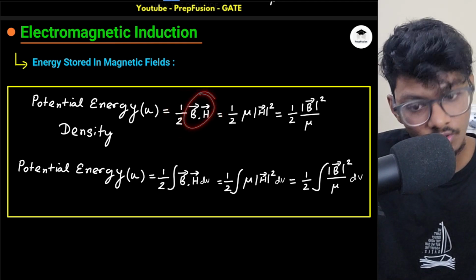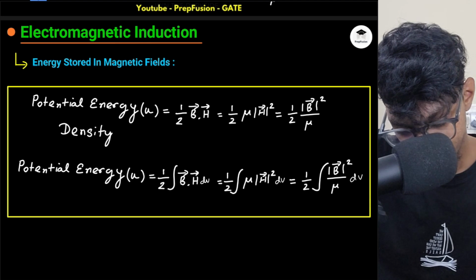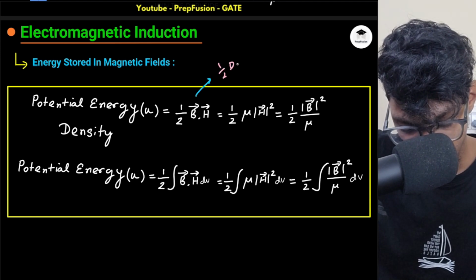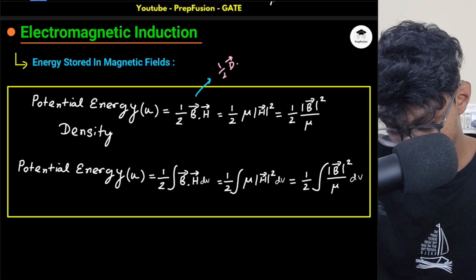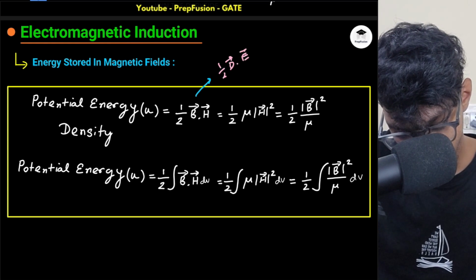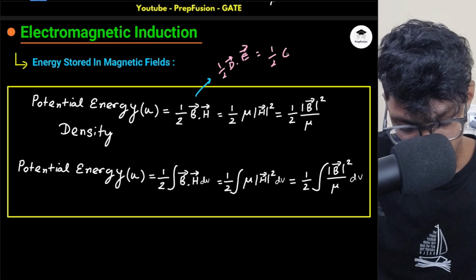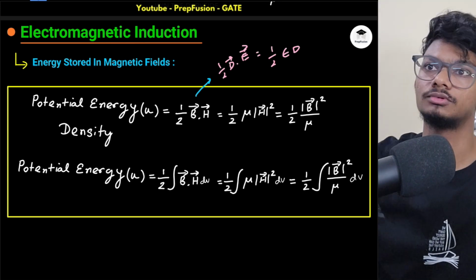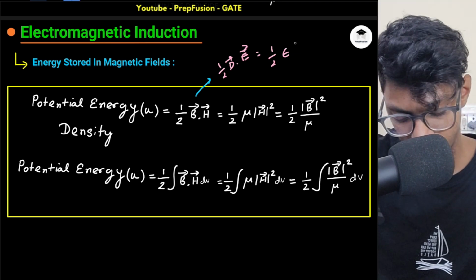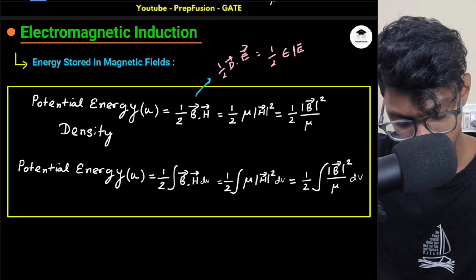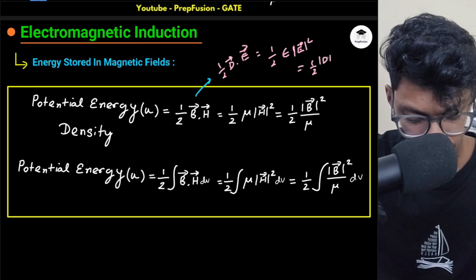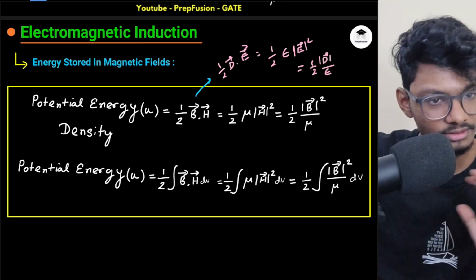So, are you able to recall anything? For electrostatics, we had something like this, right? It was half D dot E, or it was equal to half epsilon magnitude of E square. Or it is half magnitude of D square by epsilon. Okay, either one of them works.